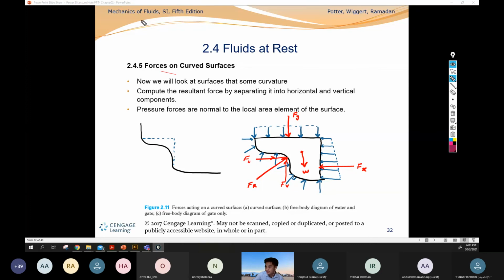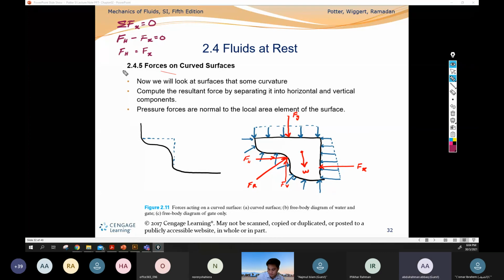Alright, so for this case, it is very simple for you. Why do I say so? Because we just use summation of force in the x direction equal to 0. So what are the forces involved in the x direction? Fh and Fx, right? So Fh is pointing to the right, and minus Fx equal to 0. So the force in horizontal Fh is equal to Fx. Okay, clear so far? Yes, doctor.